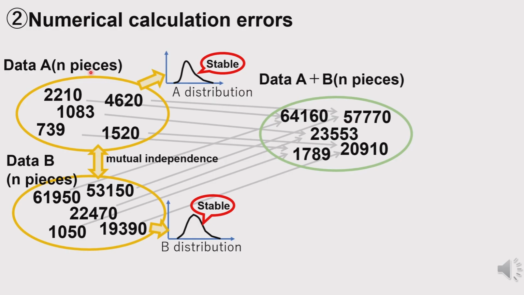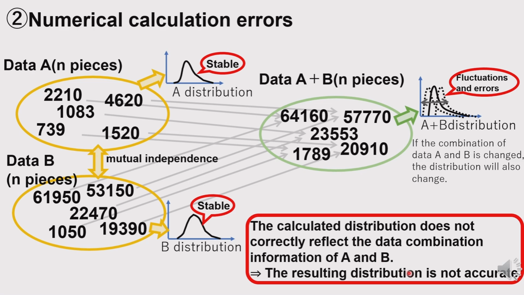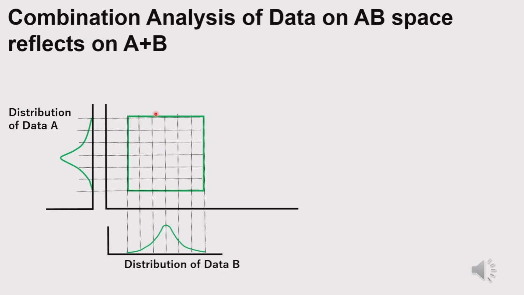Here, data sets A and B represent two independent groups of data, and A plus B represents the set of results obtained by adding them together. Both A and B are independent, and each contains enough samples for their distribution shapes to be considered stable. What I will explain is that the resulting distribution A plus B does not become the correct distribution, even under these ideal conditions.